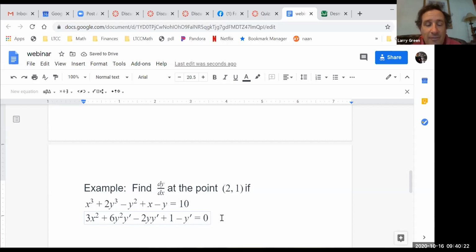So I want to stop for a moment. Any questions on this? Any questions? All right, so now I'm going to give you a piece of advice. There are a few things we can do now. One is we can solve for y prime and plug in. But there's a better way, an easier way. And what's the easier way of doing this?